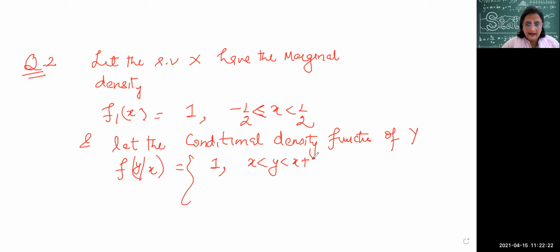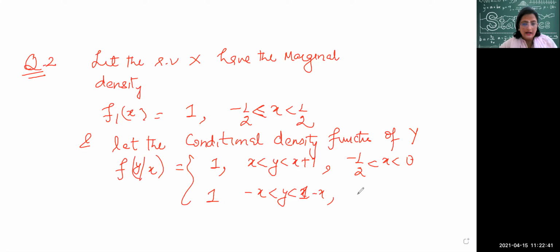y डिपेंडेंट है x पे. इसका मतलब y की जो वैल्यूज है they are lying between x and x is independent. So it is lying between x and -1 by 2 and 0. Same, the value again minus x, and y is lying between minus x and 1 minus x, and x is independent 0 to 1 by 2. क्योंकि total interval -1 by 2 to 1 by 2 है. So here we have broken the interval from -1 by 2 to 0 to 1 by 2.